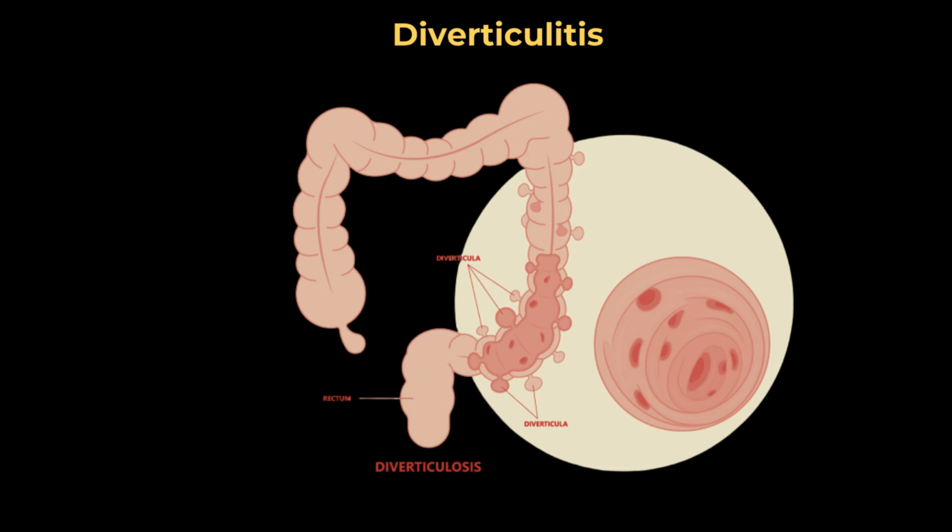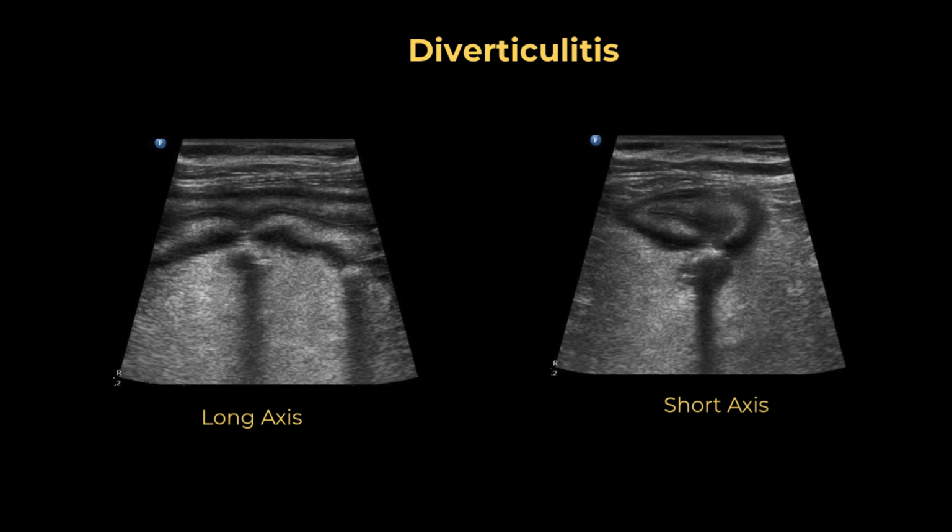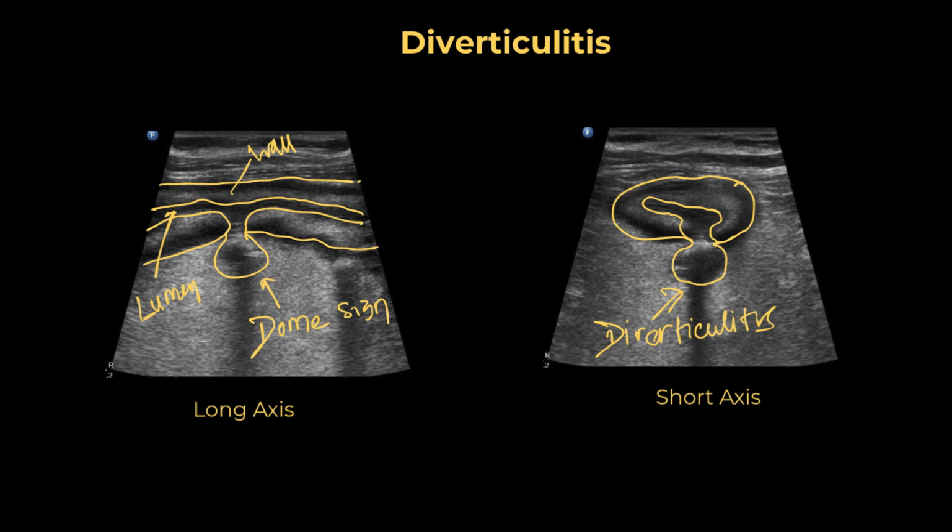This condition classically presents with left lower abdominal pain and fever. It is often called left-sided appendicitis. On ultrasound, a key clue is point tenderness over a focal area of colonic wall thickening. You may directly see the diverticulum. It appears as a small outpouching of the bowel wall. It may contain a bright echogenic focus, which represents a fecalith. Dirty shadowing may be seen due to trapped gas.